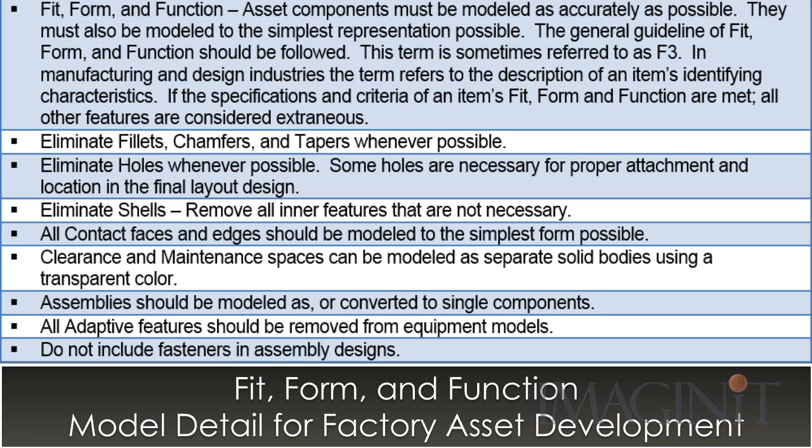Typically, you want to avoid assemblies and use a single part whenever possible. It's important that you remove all adaptive features from your components before you publish them to be a factory asset. And finally, all unnecessary fasteners should be removed prior to publishing.